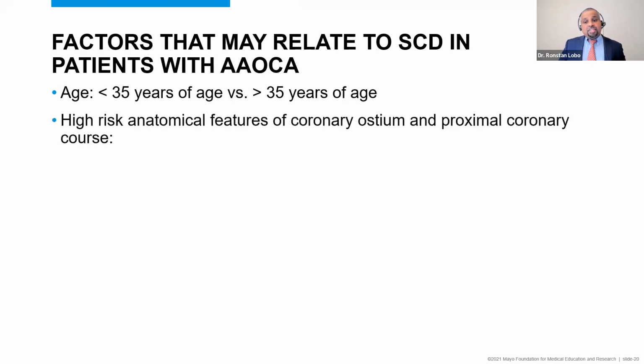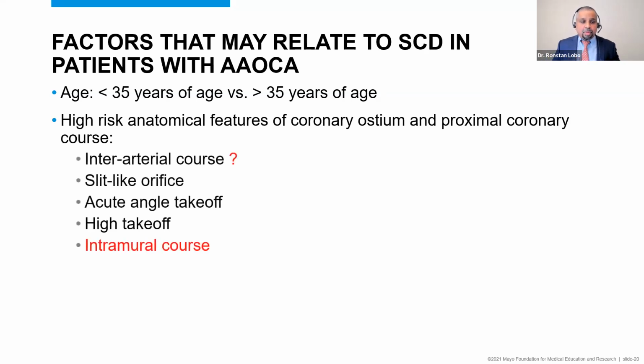High-risk anatomical features have been proposed as a reason for sudden cardiac death. The more common high-risk features described in the literature are listed below. I place a question mark on interarterial course because there are now questions being asked as to whether this is truly a high-risk feature. I also highlighted intramural course in red, as that is the only one with a consistent possibility of causing coronary dysfunction from stenosis.